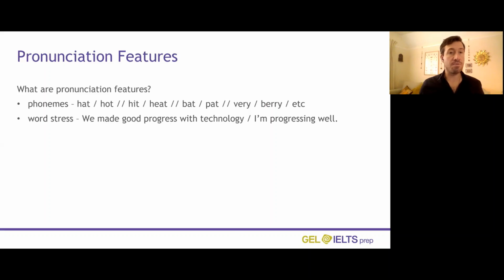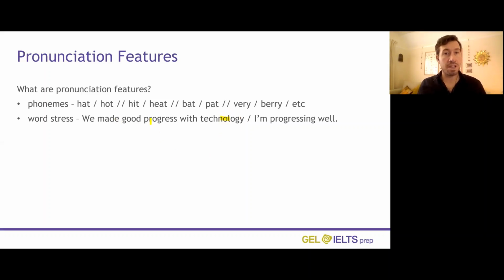Another pronunciation feature would be word stress. Now, when we talk about word stress, we mean we're looking at one word. For example, we could say technology, and we want to say what is the strongest part or strongest syllable in that word. So technology has 4 syllables, and the stressed one is the second one. So we go technology. So the second syllable is the stressed syllable in technology.